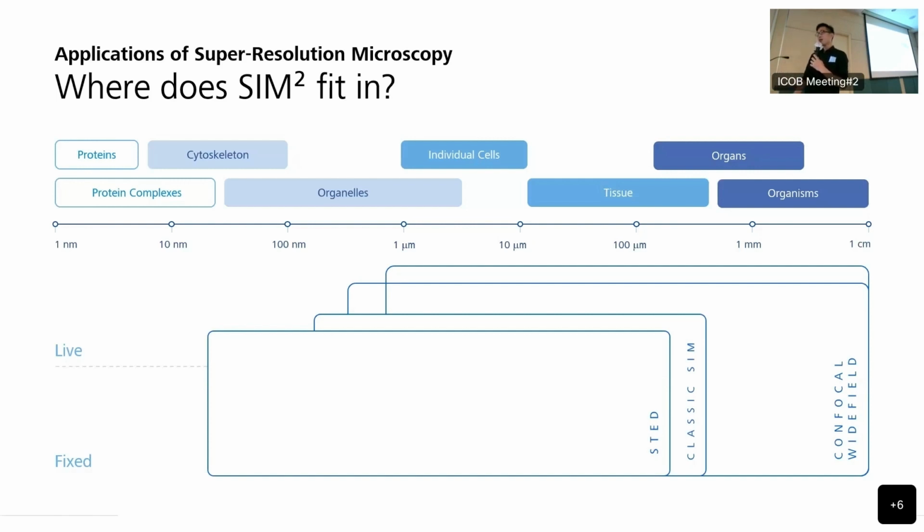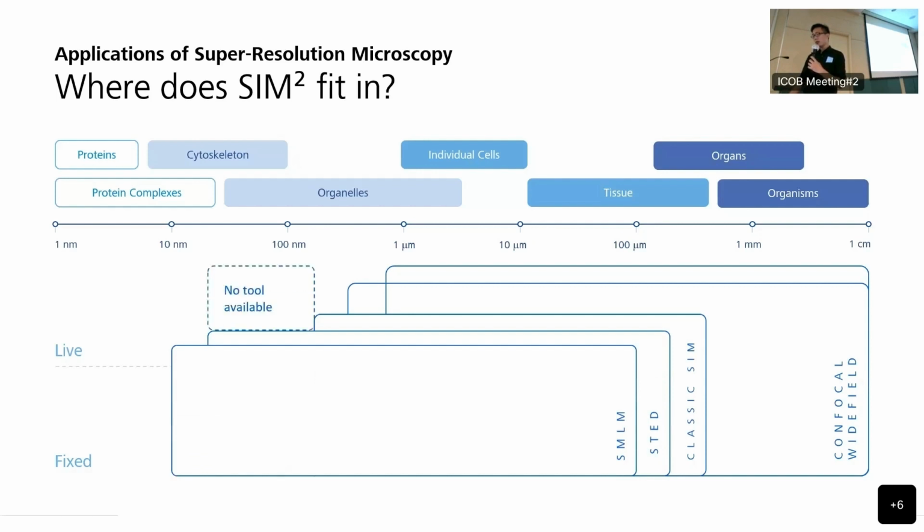So we don't want to use very expensive machines. It costs like how much? Maybe 1 million US dollars. So we invest 1 million US dollars to only take fixed samples. That's just too much. We also need to cover the live cells. So that's why we have this part.